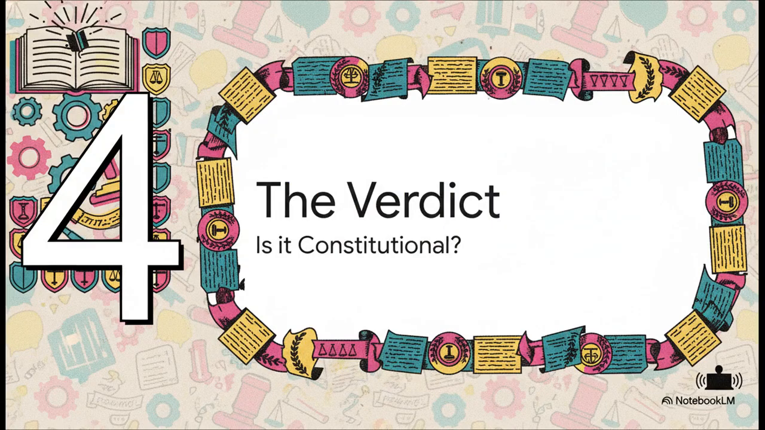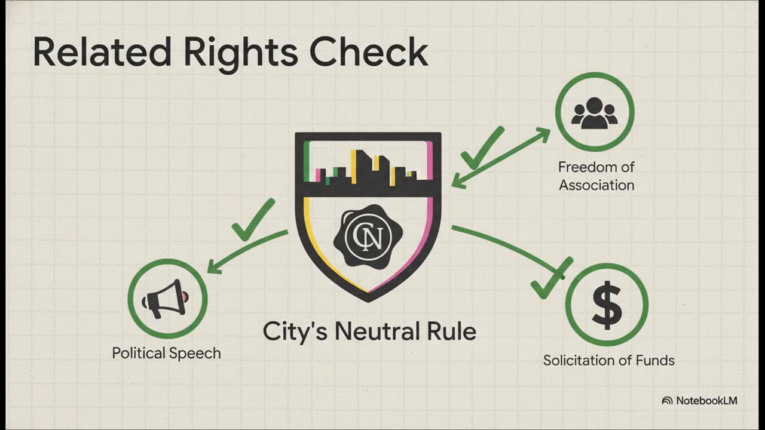All right, let's bring it all home and get to our conclusion. We've seen the city's rule successfully navigate every single step of this legal framework. So, what does that mean for the final verdict? Where do we land? Now, here's a key takeaway. Because the rule passed that time, place, and manner test, it also means that these other related rights, we're talking core political speech, freedom of association, even asking for donations, aren't being unconstitutionally violated either. Any burden on those rights is just incidental, and it's justified by the city's really important interest.